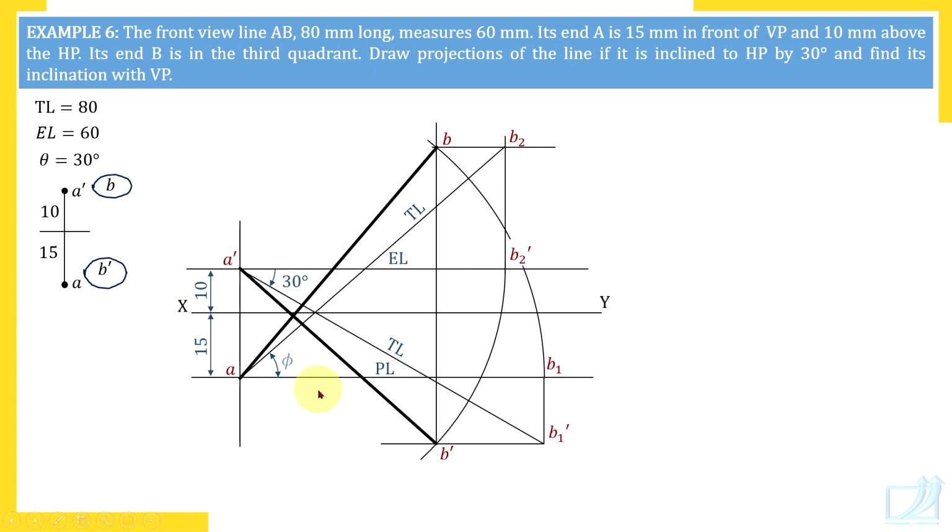Now this is phi. Measure that phi, it will be 41 degrees. True length we always write outside the drawing. And all other dimensions, 30 degrees, 10, 15, we have inserted in the diagram, but all given dimensions you will have to insert. EL 60, nowhere we have mentioned that EL. So EL is 60 millimeters.